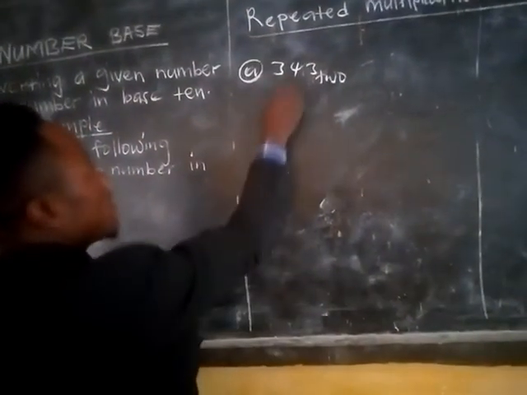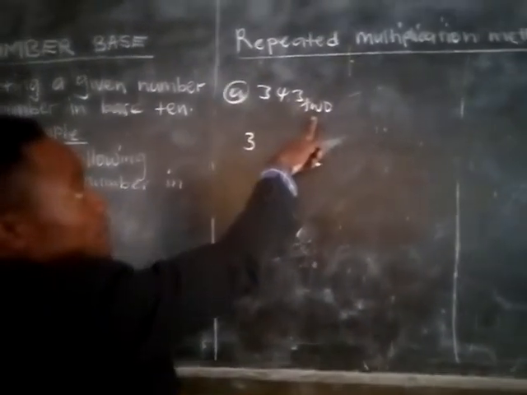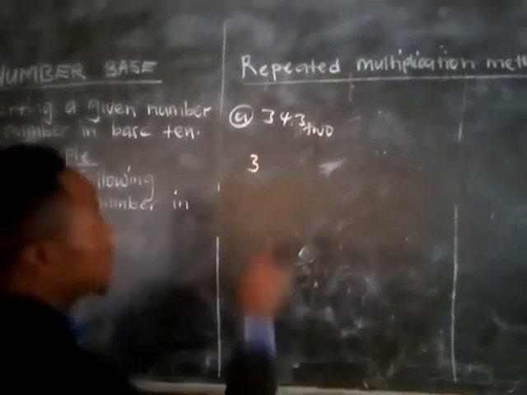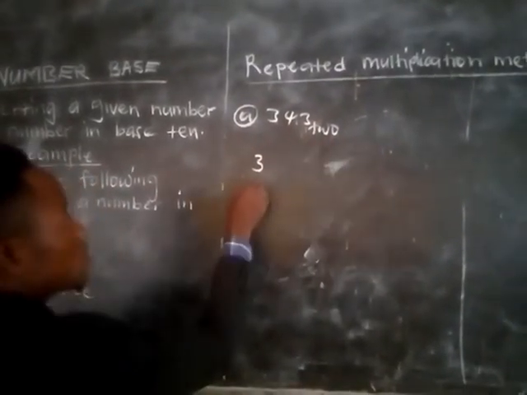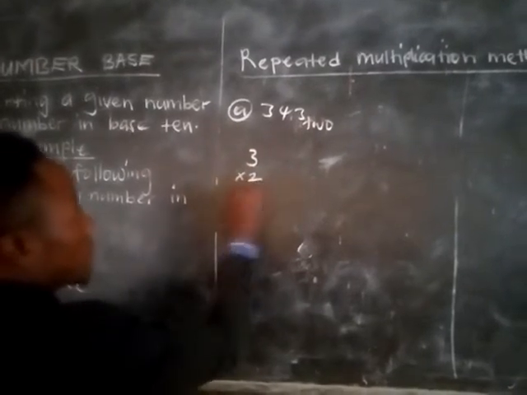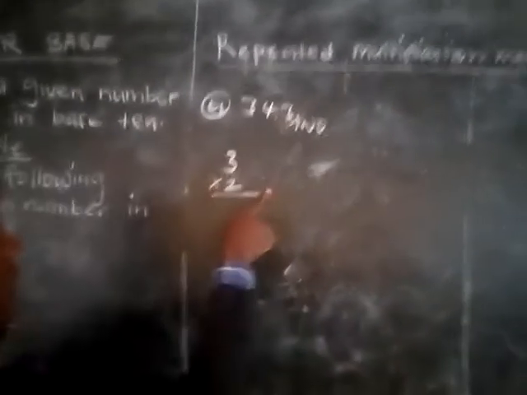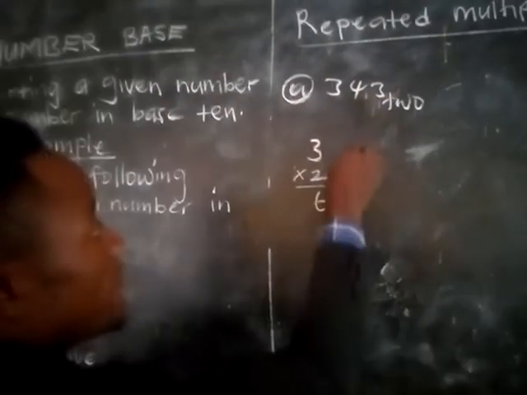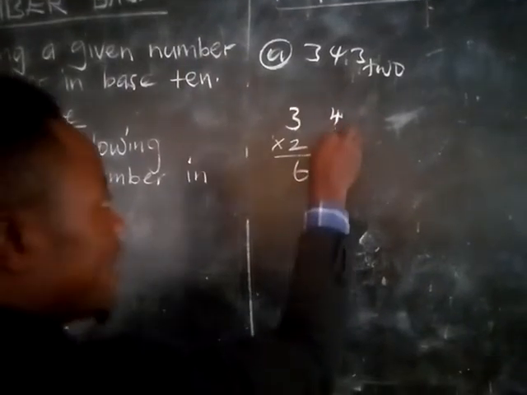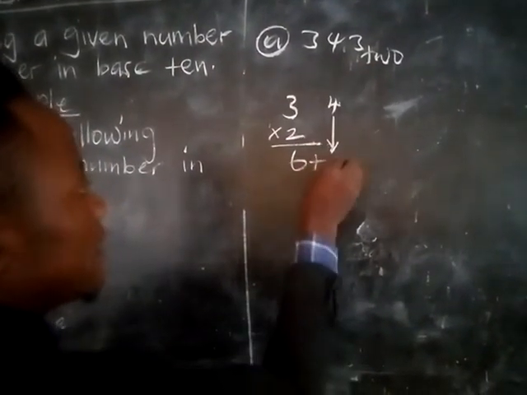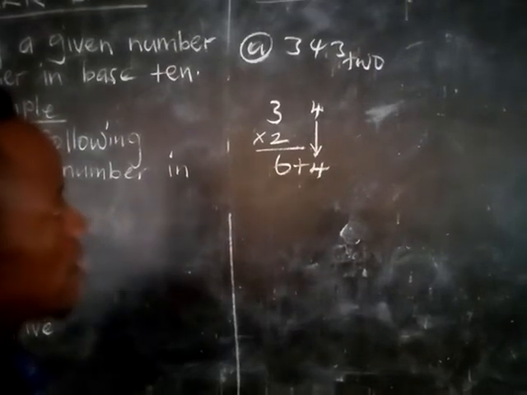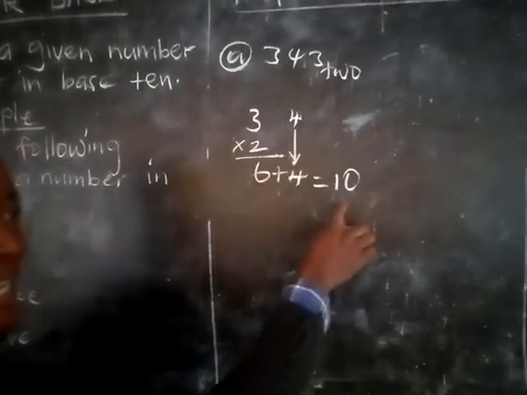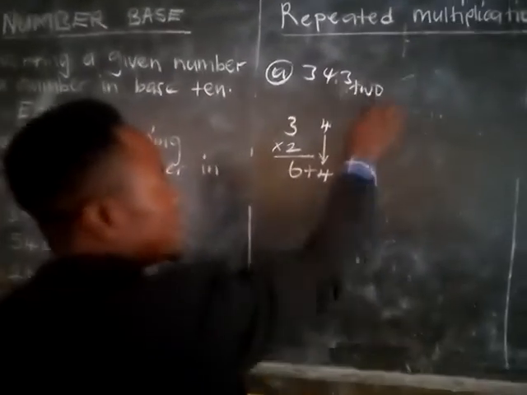First thing, we take 3. We are using base 2 to convert this number into base 10. So the first digit should be multiplied by 2. 2 times 3, we have 6. Then the next digit, which is 4, we add to 6, and the answer here will be 10. After getting that, we multiply again by the base, which is 2.